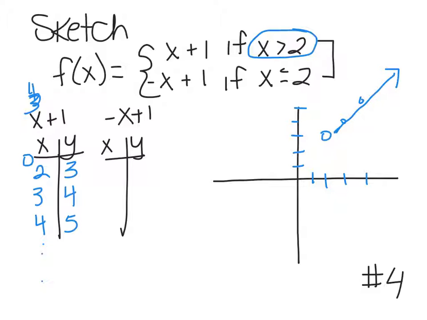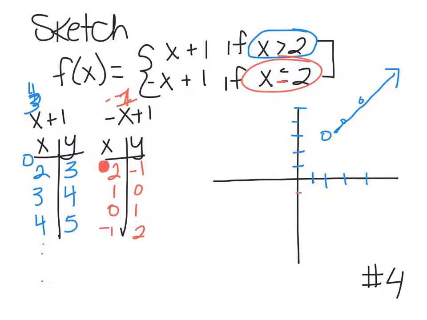Then I'm going to do the same thing for this. If x is less than 2, so I'm going to start at 2, and numbers less than 2 are 1, 0, -1. But at 2, it's going to be a closed circle because it's equal to. So if I plug in a 2 here, -2 plus 1 is -1. If I plug in a 1 there, -1 plus 1 is 0. If I plug in a 0, I get 1. If I plug in a -1, negative times a negative is a positive, I get 2.